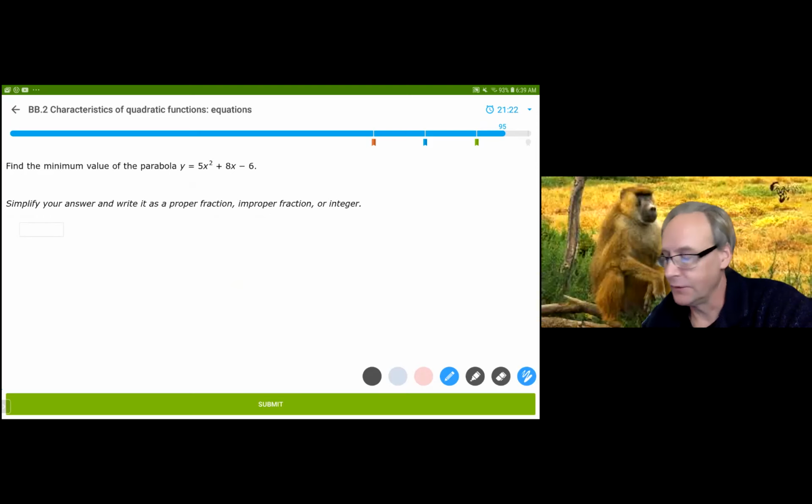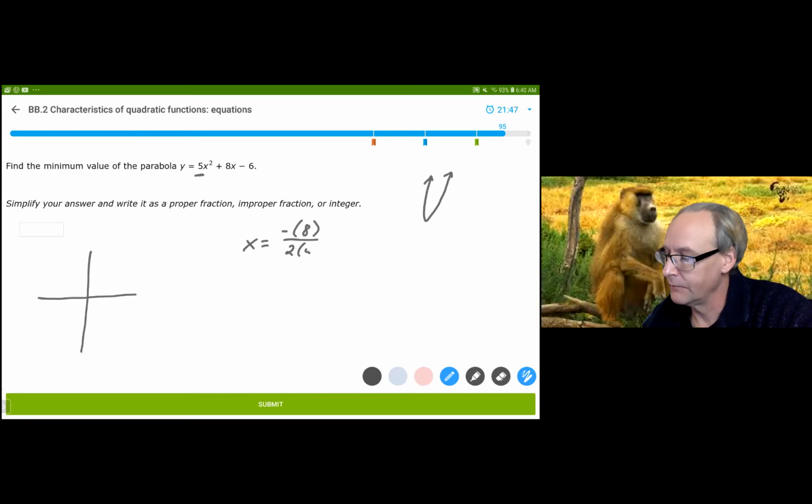The minimum value. Well, this one's going to be a very steep parabola. We don't know where the vertex is yet, but we do know that it's going to be upward because it's a positive 5, and it's going to be very steep because of the 5 as its leading coefficient. We call that the leading coefficient, or the a value. We want x equals negative b over 2a, which is negative 8/10. You're probably going to be tempted to use the calculator, negative 0.8. But again, I'm not going to.